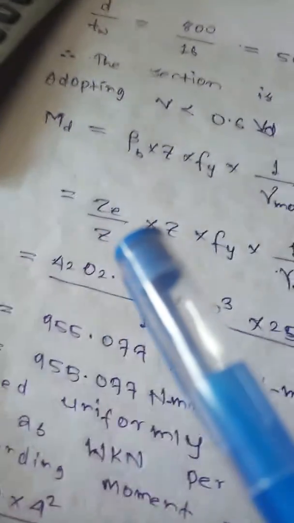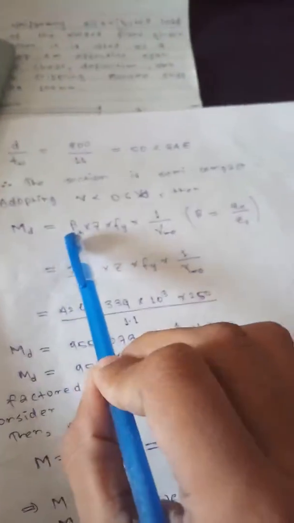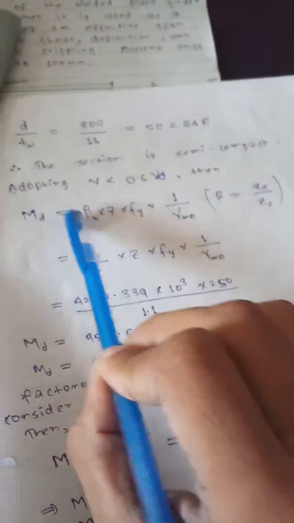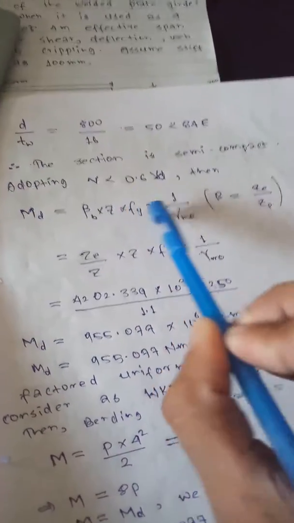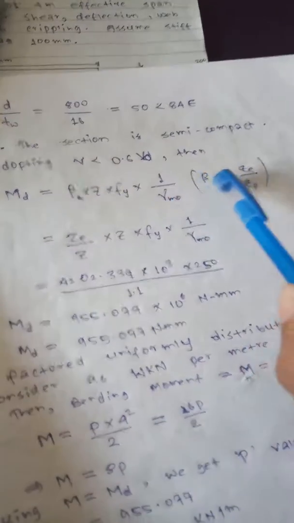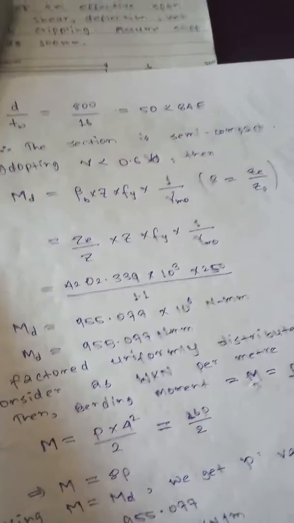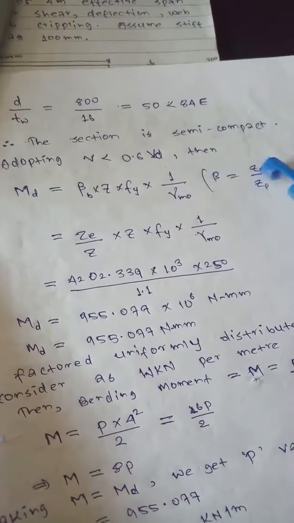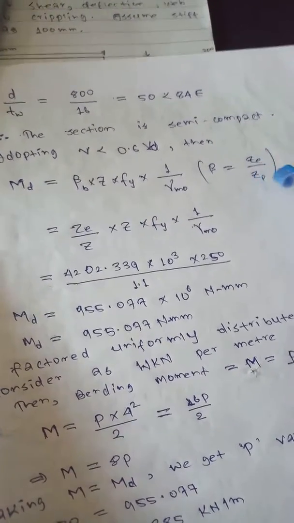the moment capacity of the section, in terms of section modulus. Here you can see M_d is the moment of the section modulus. Then from here we can find M_d is equal to beta_b into Z into f_y into 1 by gamma_m0, where beta is nothing but section modulus elastic by section modulus plastic.